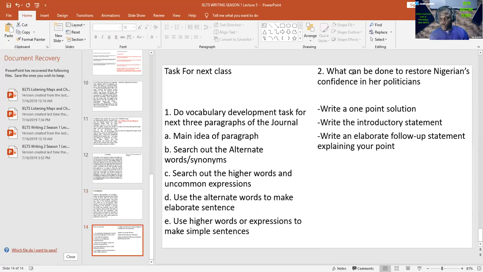Then number two, what can be done to restore Nigeria's confidence in our politicians? I say write one point solution. Why I am presenting this is that I wanted us to use this American anger situation to discuss the Nigerian situation. Since we couldn't do it, this is the task you will be required to bring to the next class.